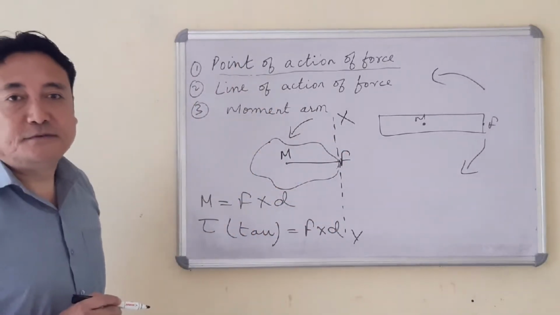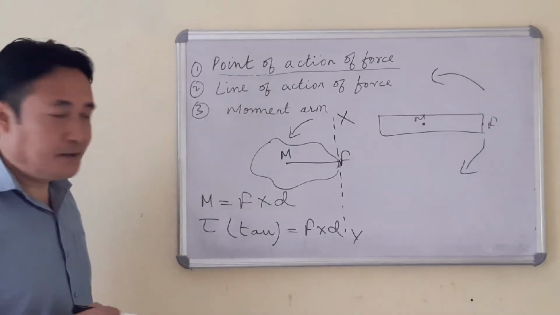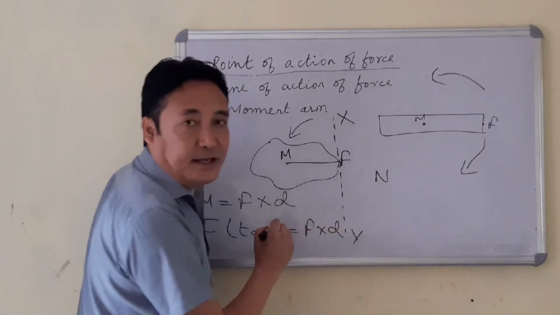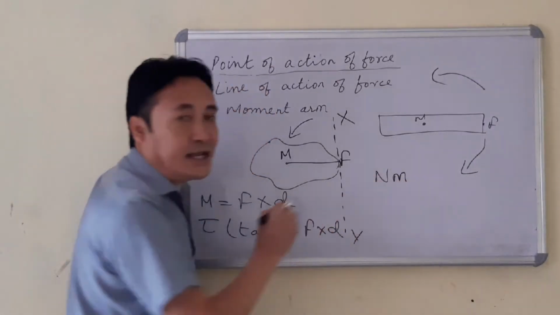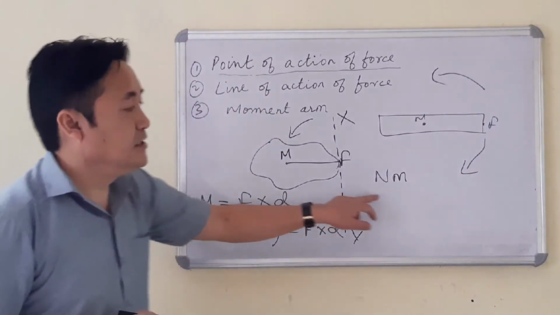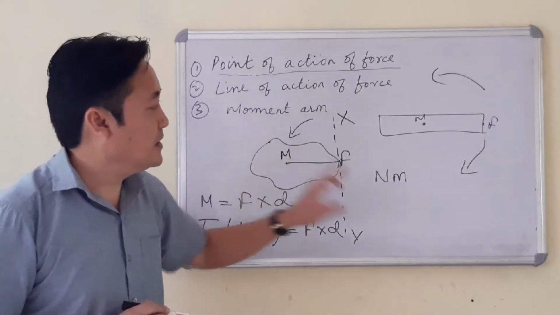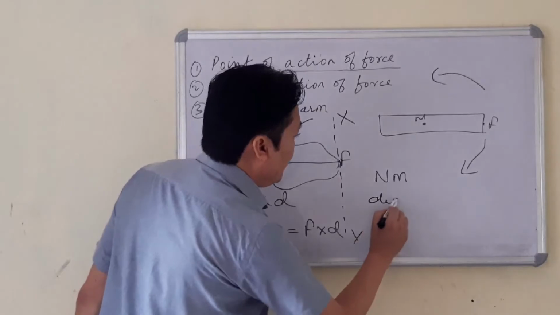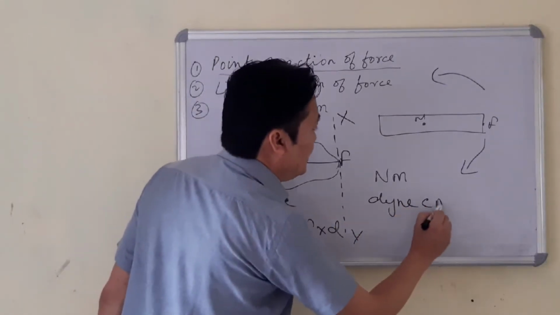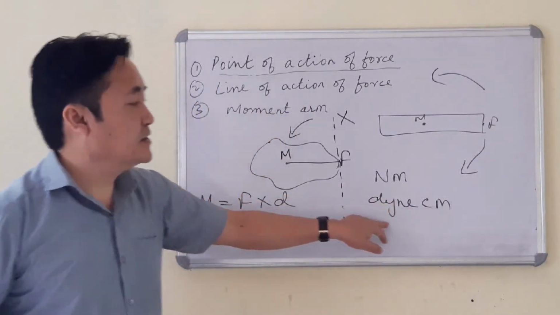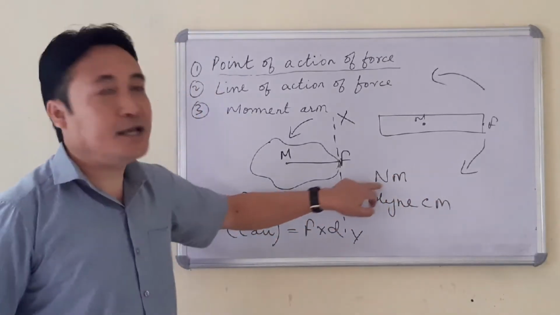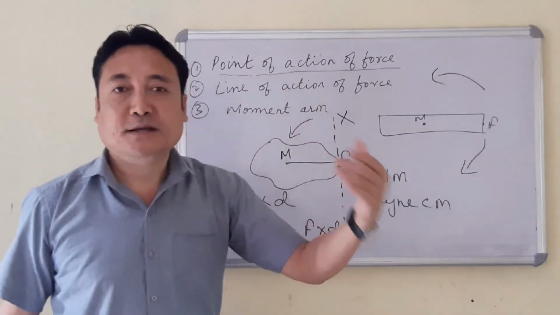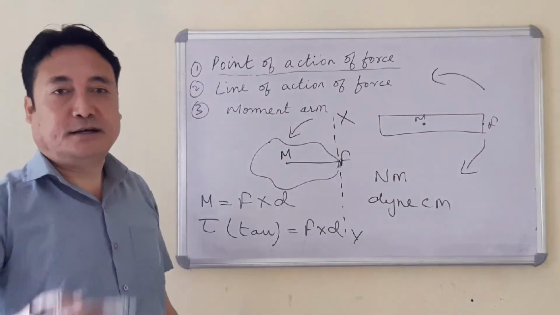So, now let us come to the next point, the unit of moment of force. The SI unit of force is Newton, the SI unit of distance is meter. So the SI unit of moment of force is Newton meter. Similarly, the CGS unit of force is dyne, and the CGS unit of distance is centimeter, so the CGS unit of moment of force is dyne centimeter, whereas the SI unit of moment of force is Newton meter. Now let us come to some applications of the moment of force.